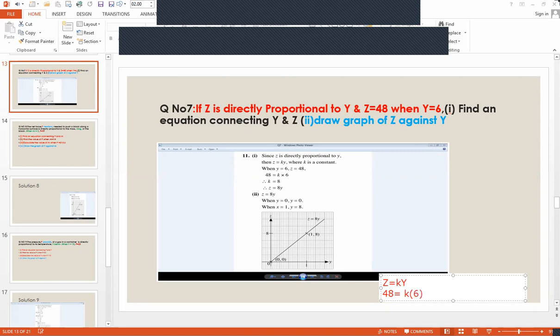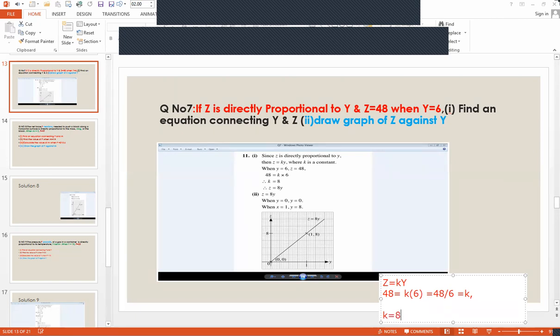When we have to move this 6 toward that side, it will divide. So what shall we have to do? We have to write 48 divided by 6, that is equal to k. And obviously, when we simplify, we will get the value of k, that is equal to 8.